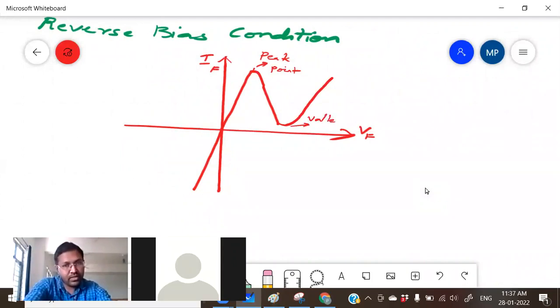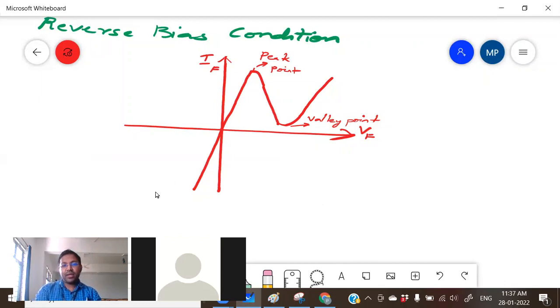Okay. This point is called the valley point. Peak point, valley point. Next, see in between peak point and valley point, now what is happening? Something strange is happening. First, from origin to peak point, it is behaving like a resistor.